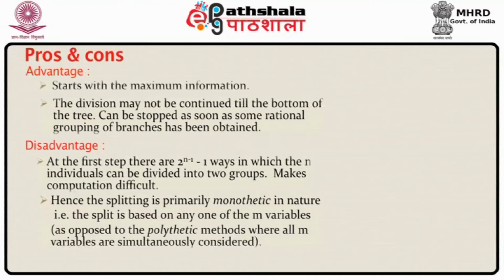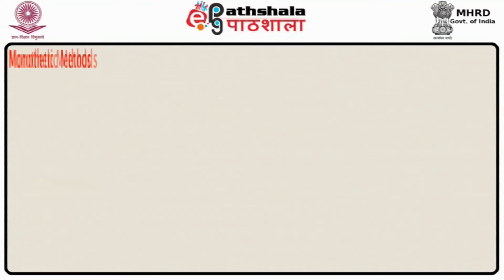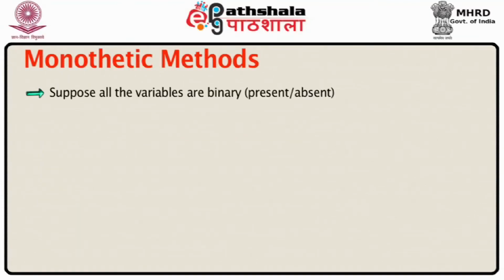But this is much more computationally difficult, as we'll see, and hence if n is large, the monothetic method is primarily used. Let's look at the monothetic methods. So what are the type of methods that we have here? Now again we'll relate this to the type of variables.